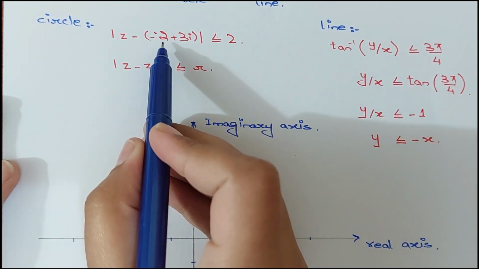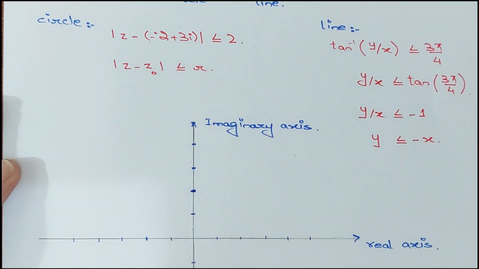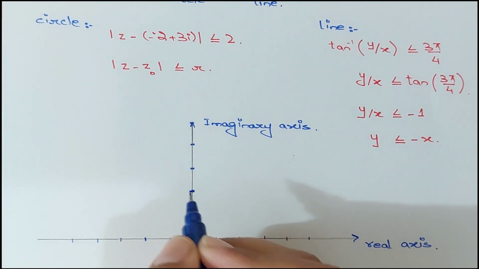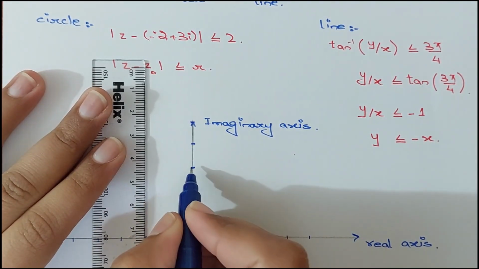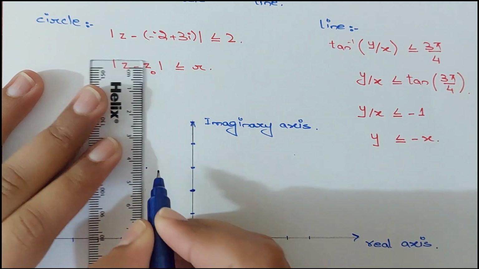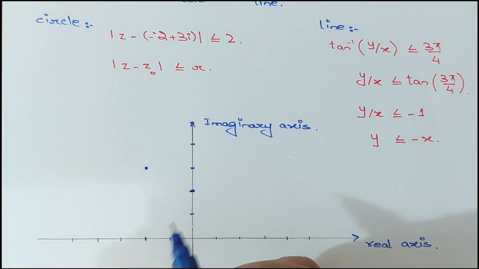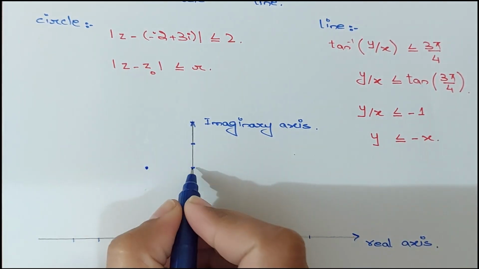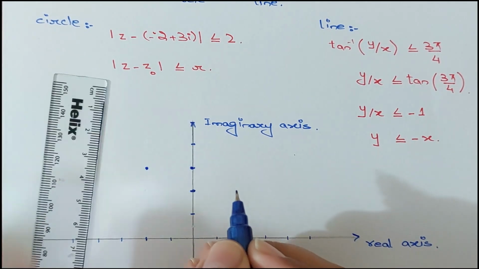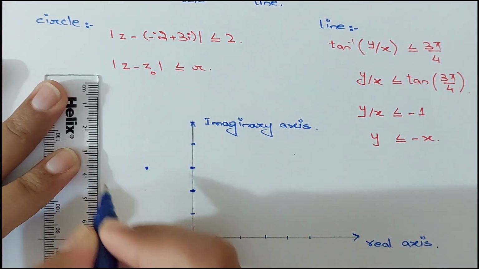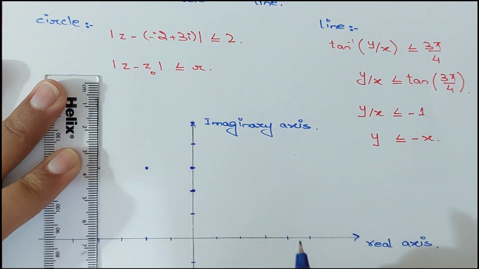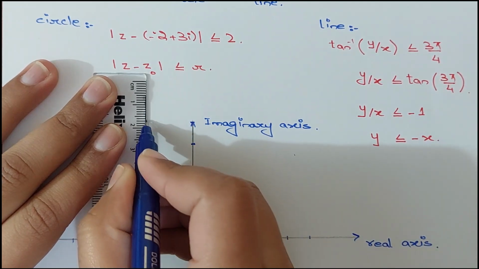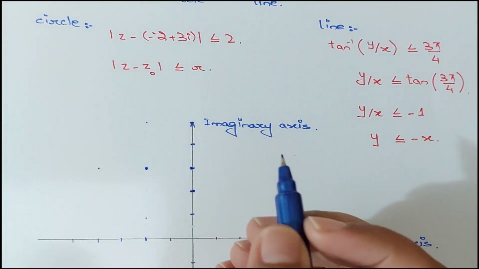Let me sketch the circle first. The center of the circle is -2 and 3, right? So the x value is -2 over here, and the y value is 1, 2, and 3 is over here. So let me sketch the center of the circle first. Let's say this is the center of the circle, and the radius of the circle is 2. So 2 units from all 4 sides. So this is the radius, and we have 2 units over here. And we have to move 2 units down and 2 units up.